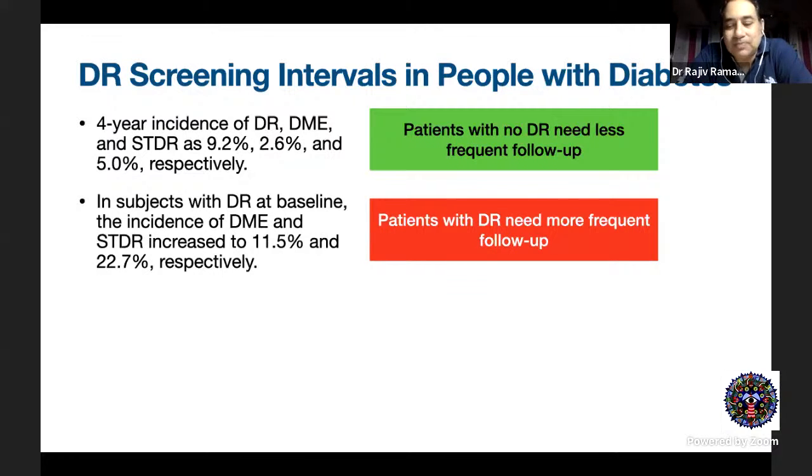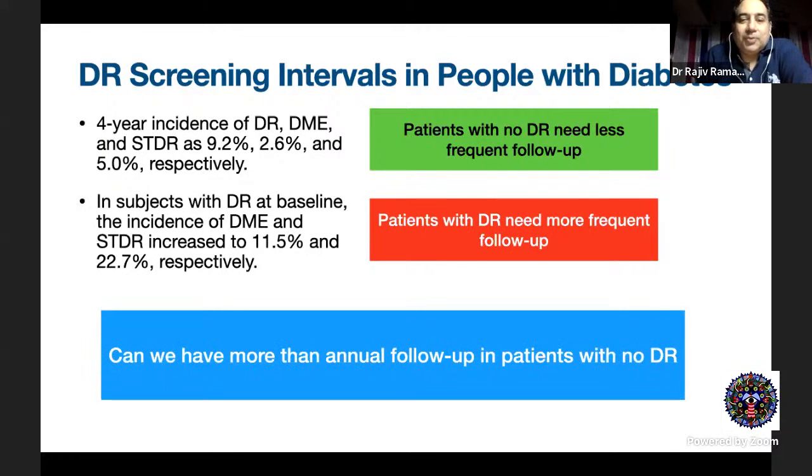And how much less? What the American Academy and various guidelines suggest is that if a person doesn't have retinopathy, he can have a yearly checkup. If there are various stages of retinopathy, up to moderate, if it is not sight-threatening retinopathy, he can come 6 monthly. And if it is severe NPDR, then depending on the treatment and the eye condition, the follow-up will change. The problem is we have so many people with no retinopathy, that is only diabetes. Can all of them have a yearly checkup? Can we have less than annual follow-up, meaning can we see them once in 2 years?